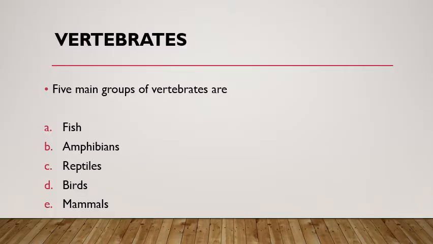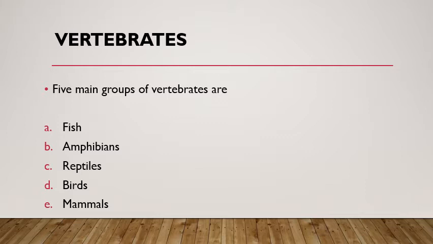Now, in the group vertebrates, there are five main groups, which you're going to study in detail in this chapter. You're going to see what are the different characteristics of these five main groups of vertebrates. Let me repeat. Vertebrates means the animals which have backbone or spine. Now, this backbone gives us support to walk, to stand up, to sleep. They give support to our body.